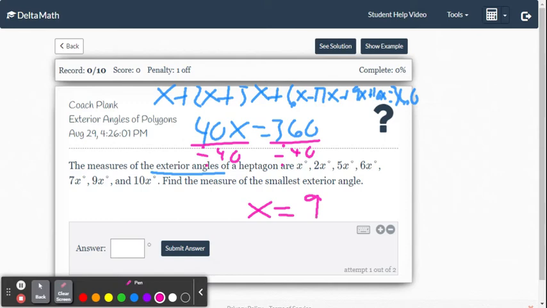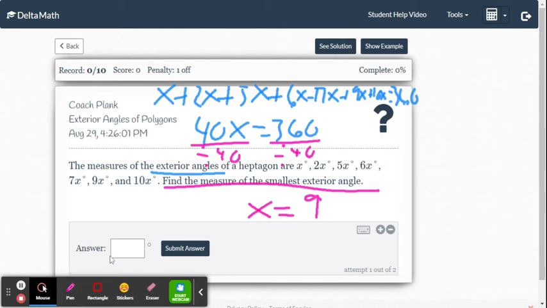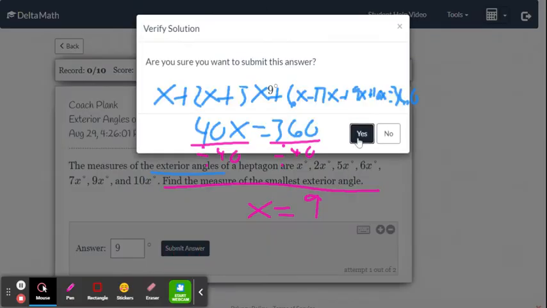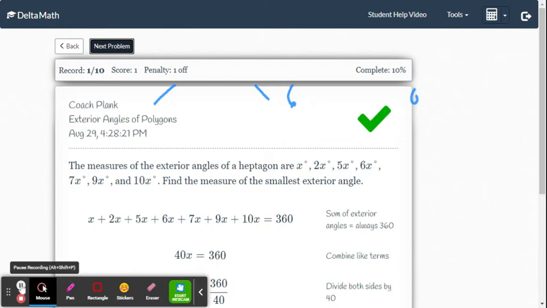Now, careful here. It says, what's the measure of the smallest exterior angle? Well, in this case, our smallest angle is going to be the 1x, right? So it's going to be 9. That's our answer. But be careful. They might have asked for the largest angle. If they ask for the largest angle, then you go 9 times 10 to get 90, because 10x would be the largest angle. So we've got to read carefully. Submit. And we got it right.